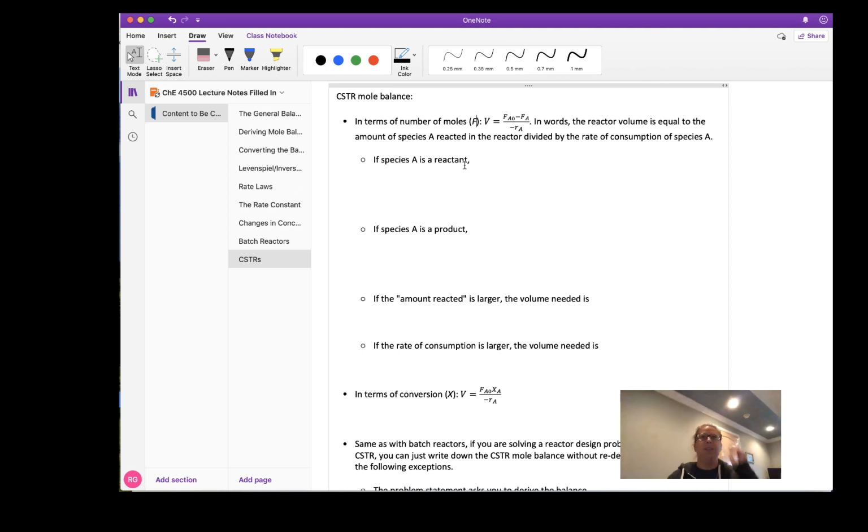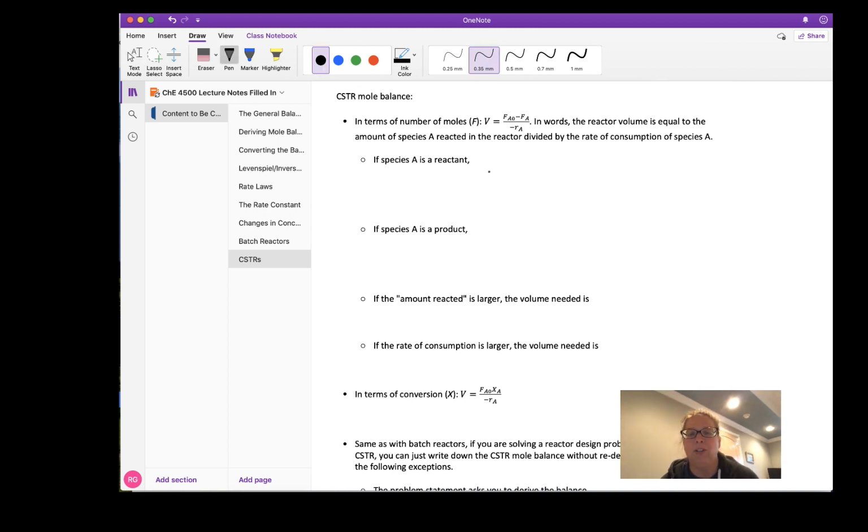Okay, so in this lecture, we will apply the mole balance for the CSTR. So here's the balance that we derived previously. The volume is equal to FA naught minus FA divided by minus RA. Or in other words, the reactor volume is equal to the amount of species A reacted in the reactor divided by the rate of consumption of species A.